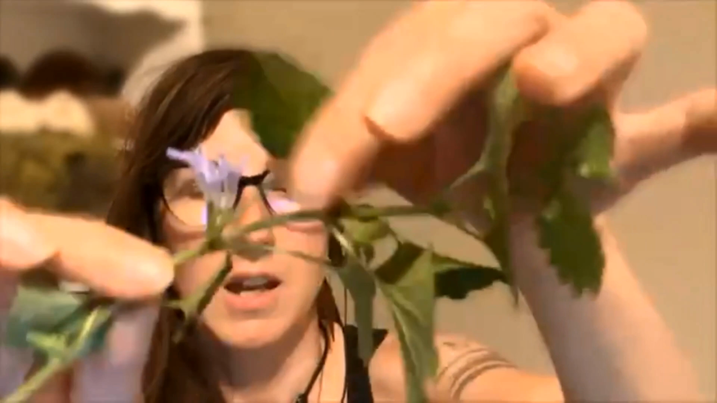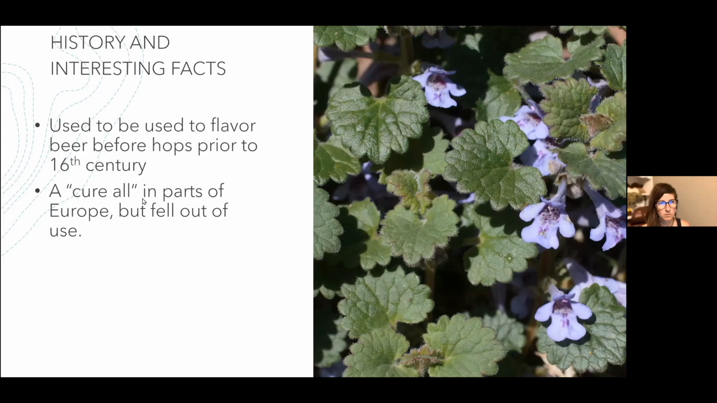Yeah. And when you pull it and crush it, it has kind of a musk mint smell. So it's a little bit similar to what folks call hedge nettle, but it's a little more floral and a little bit less funk than that, but it does have a strong musky smell. So ground ivy is a European transplant. It's found almost all over the world.